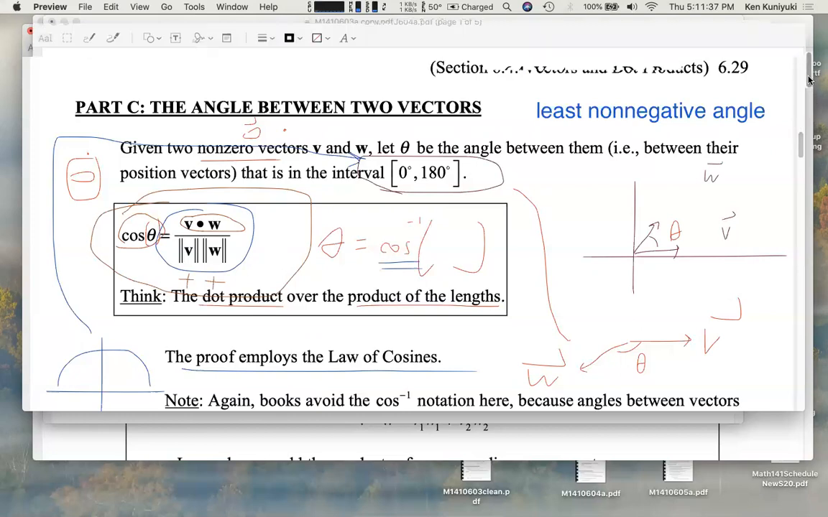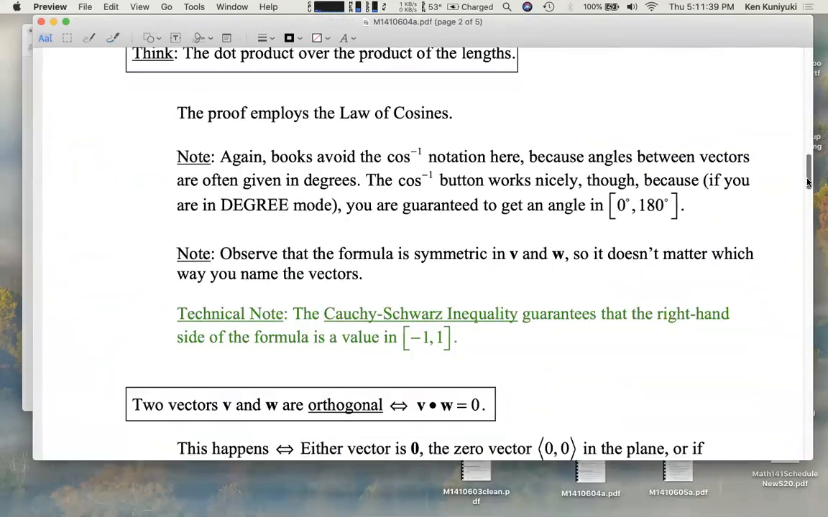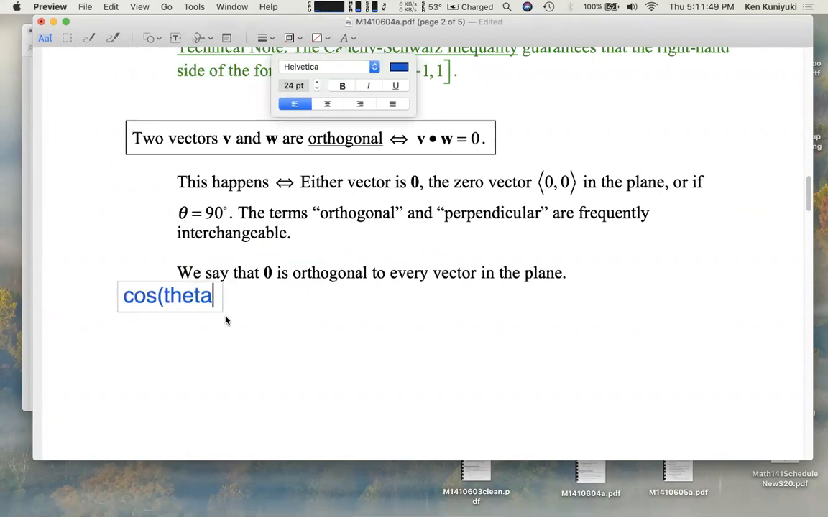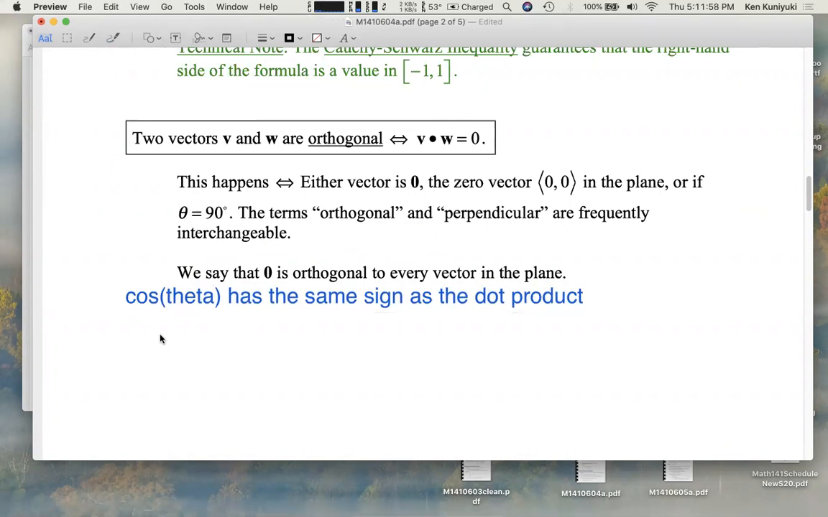Well, let's think about cosine values, right? So again, what I'm saying here is that the cosine of theta has the same sign as the dot product between the two vectors, all right? So let's remember the deal.